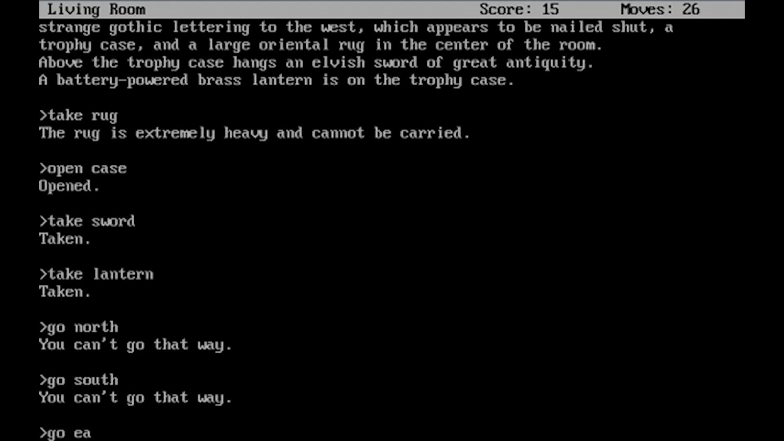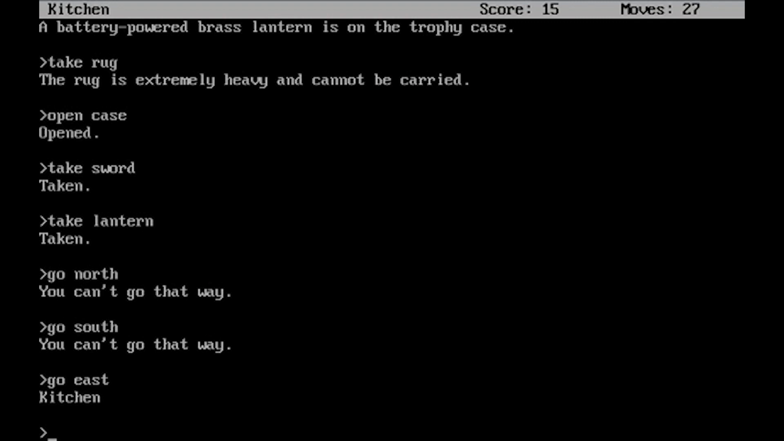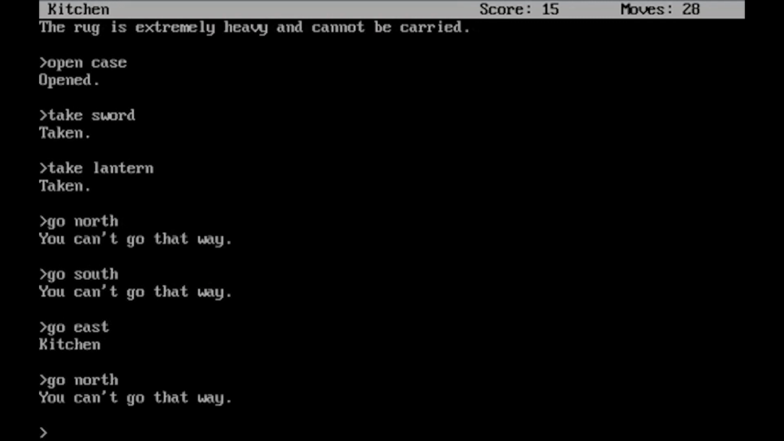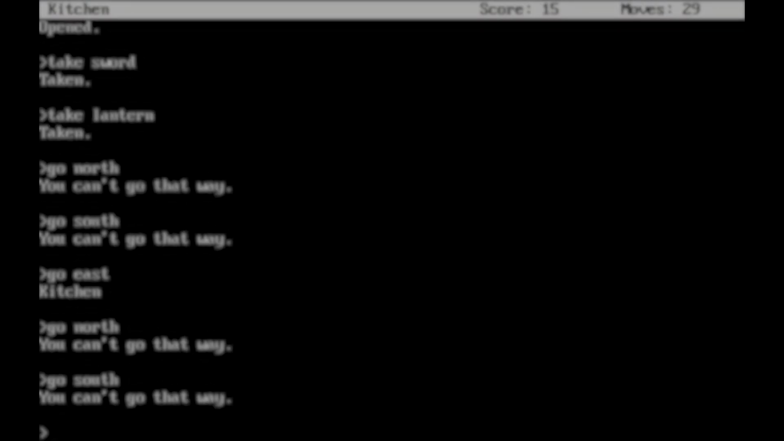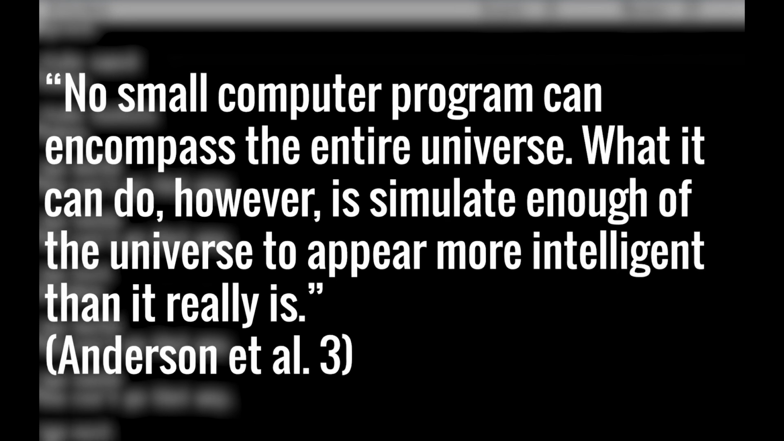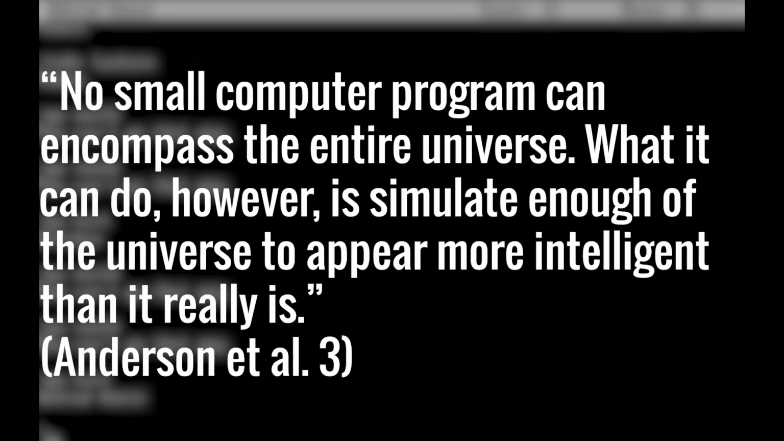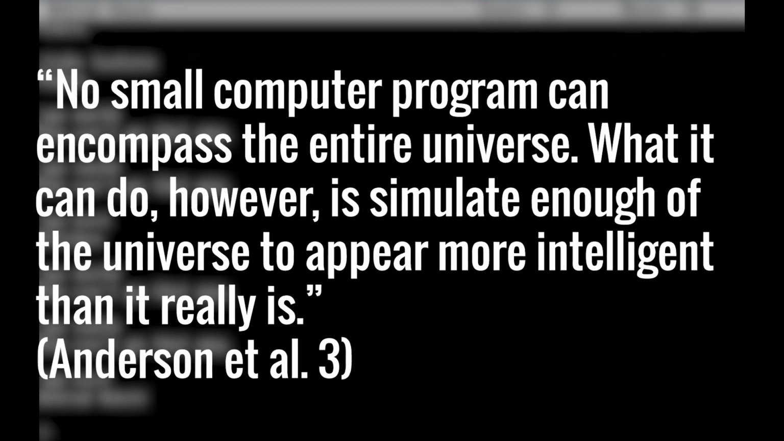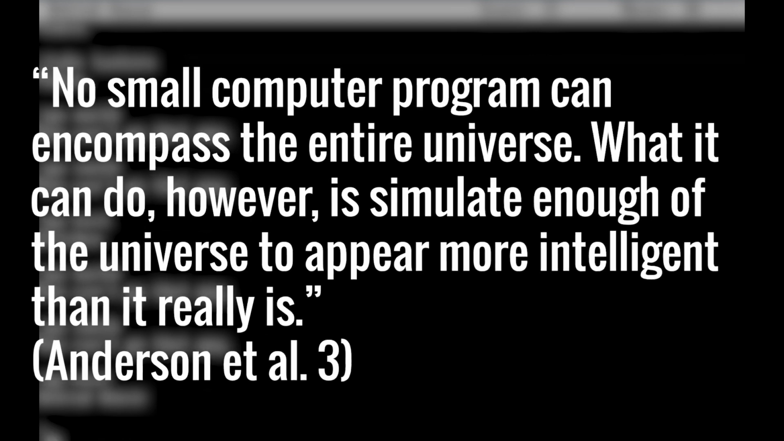While the conversational adaptability of Zork is far more advanced than that of Eliza, the technical limitations of artificial intelligence at the time became quite evident. Certainly, no small computer program can encompass the entire universe. What it can do, however, is simulate enough of the universe to appear more intelligent than it really is.